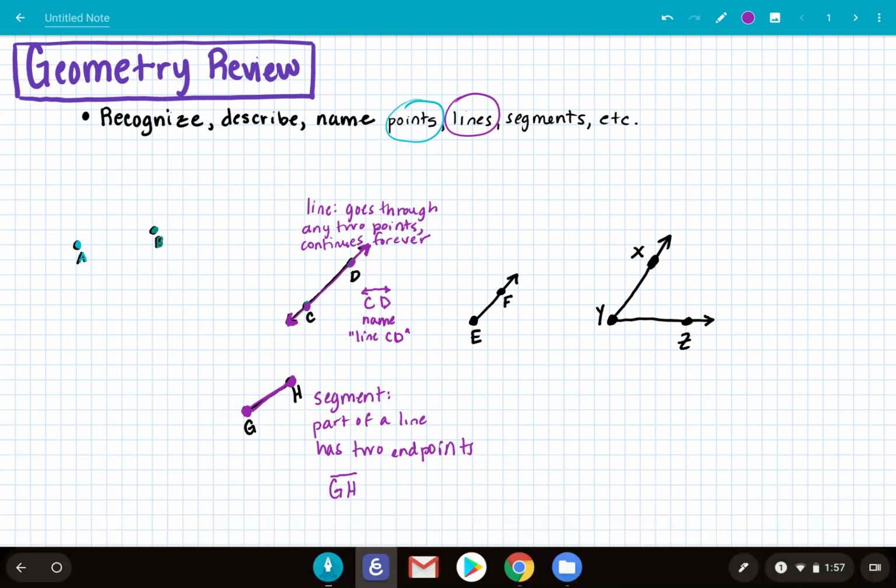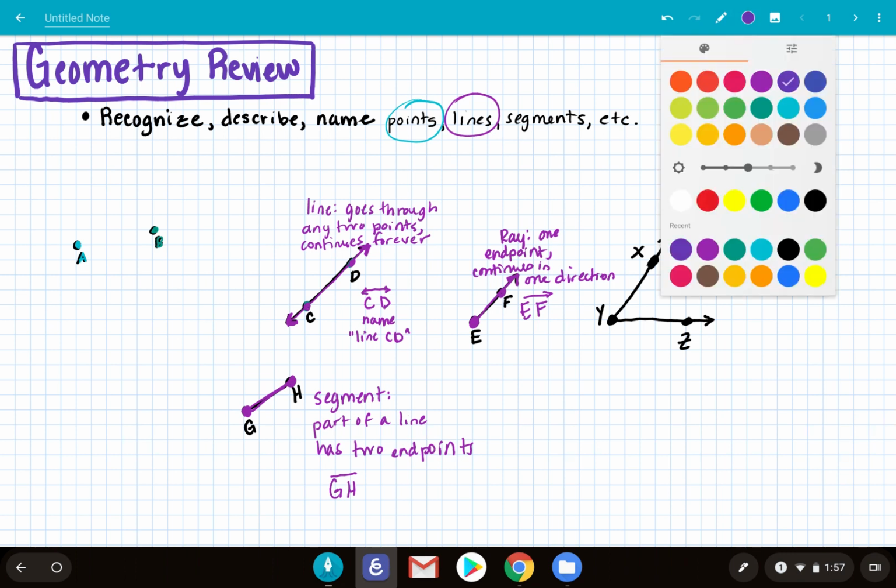Our next figure is called a ray. It has 1 endpoint, and then it continues forever in the other direction. If I were going to name this, I would start with my endpoint E, and then I would draw an arrow above it indicating that it's a ray.